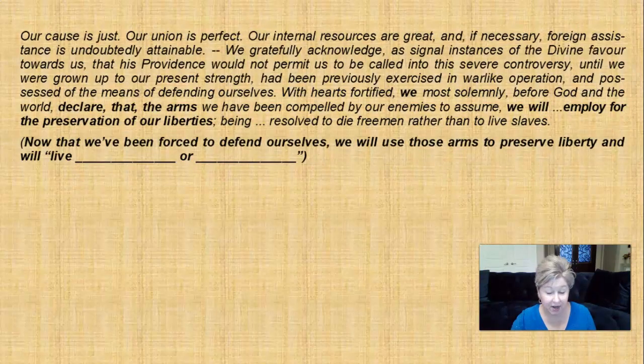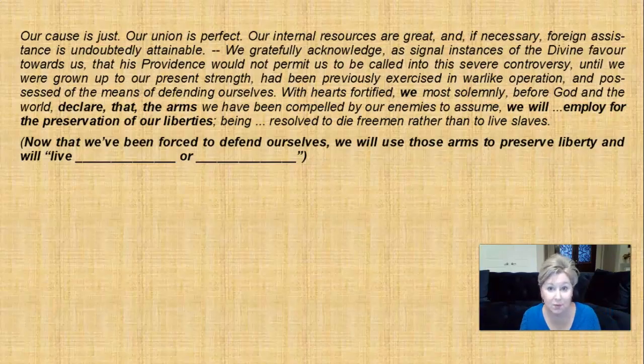They say our cause is just, our union is perfect, our internal resources. We've got cotton and iron, we have resources. And if necessary, we can get foreign assistance. We gratefully acknowledge as signal instances of the divine favor towards us that God's providence would not permit us to be called into this severe controversy until we were grown up to our present strength. That's actually a really beautiful thing. They're saying, God did not allow us to face this controversy with you until we were ready.